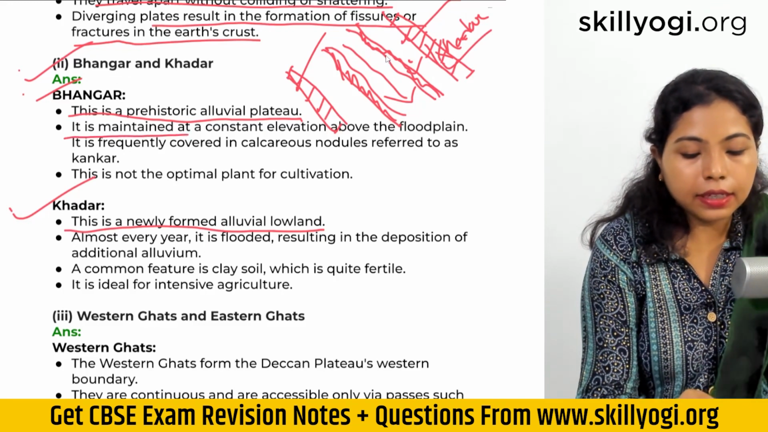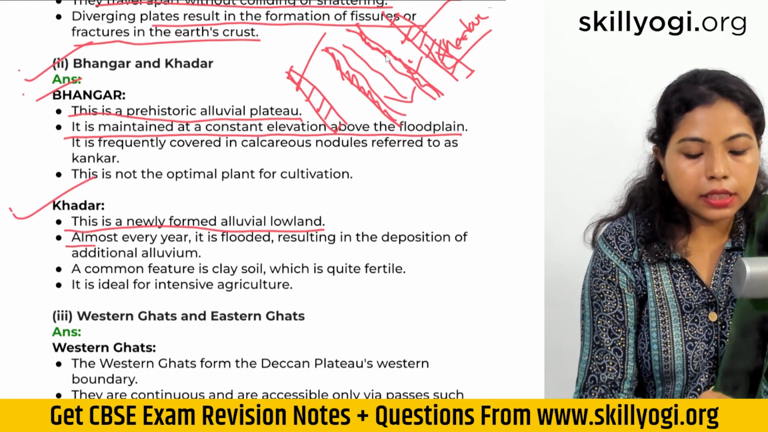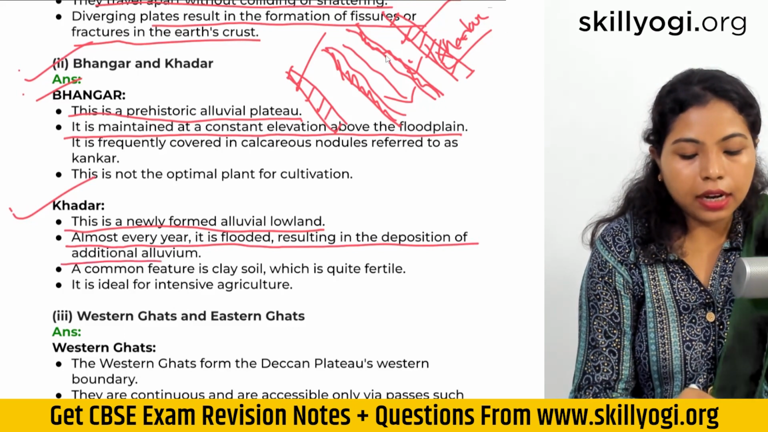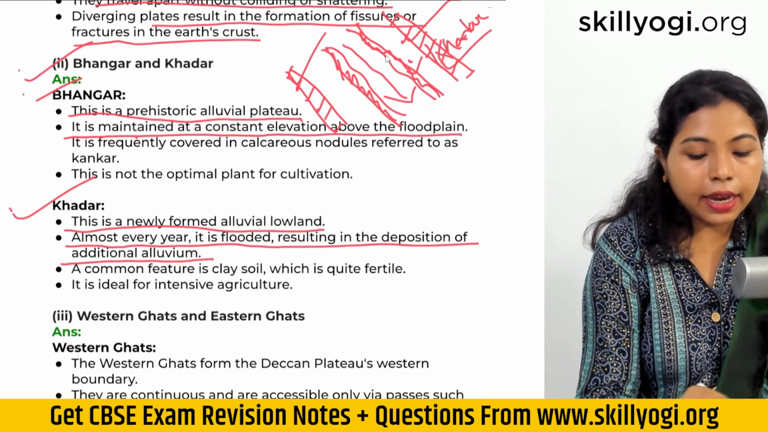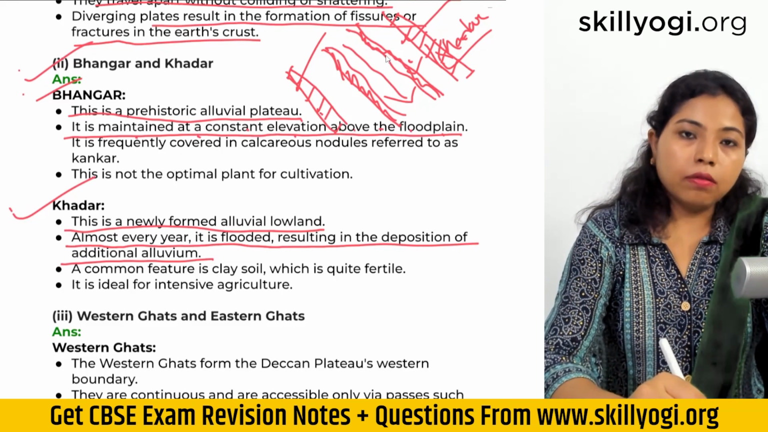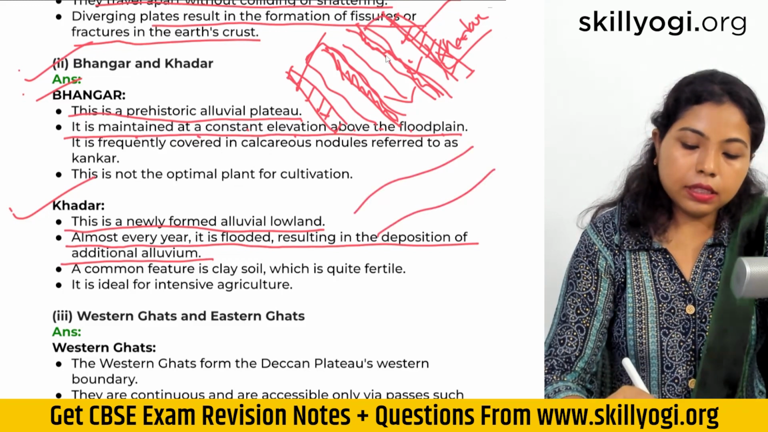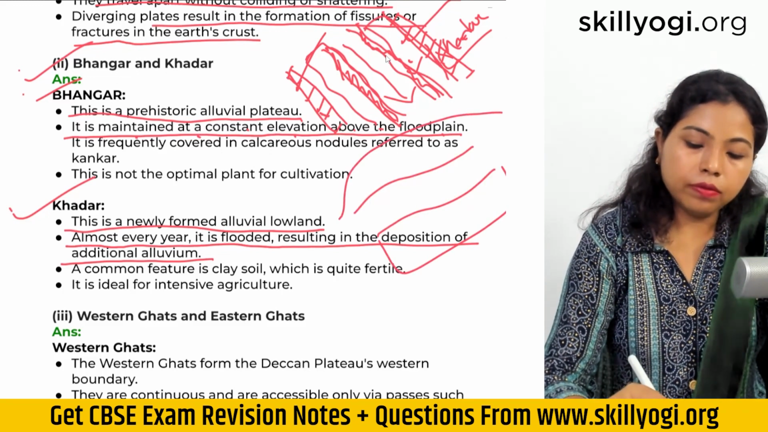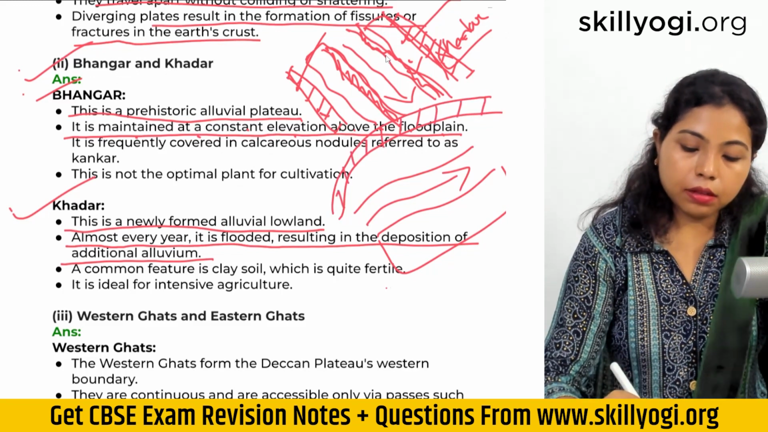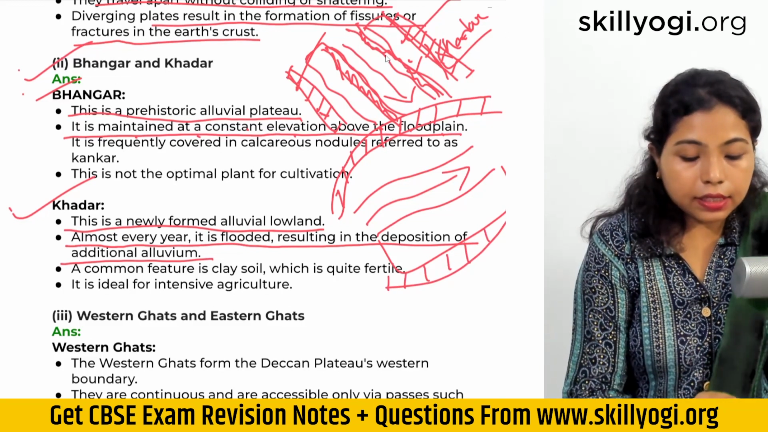Next point, it is maintained at a constant elevation above the floodplain. So in Bhangar, we see that this area is the floodplain area of river Ganga, and by this river Ganga, it is the elevated part where the Bhangar region is situated. And what about the Khadar?